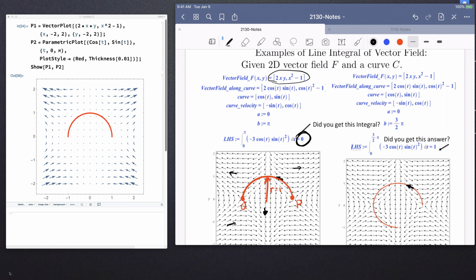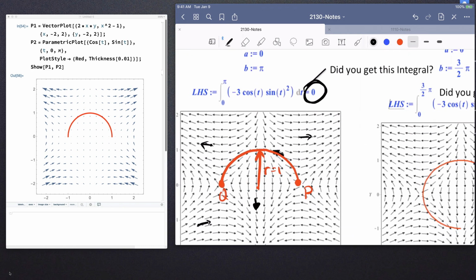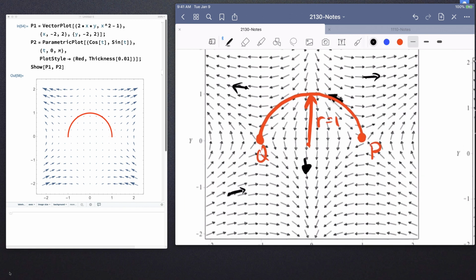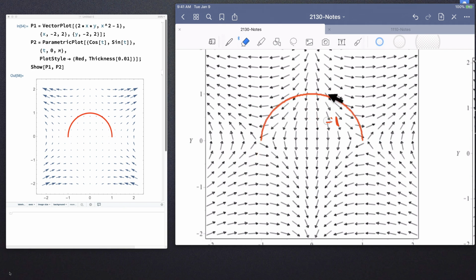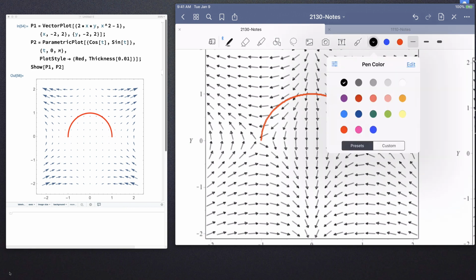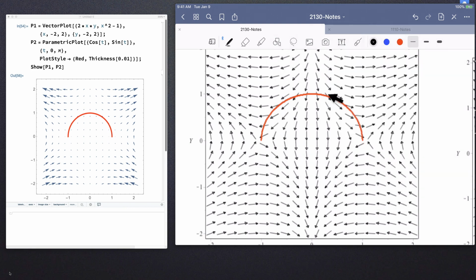So before we go through all the details, let's look at why we're going to get 0 as the answer for this line integral. Let's just focus again on the curve and the vector field. Here in black we have the vector field itself. We really need the vector field at those points on the circle. If we're going to do a work integral, we need the vector field at the points on the circle.